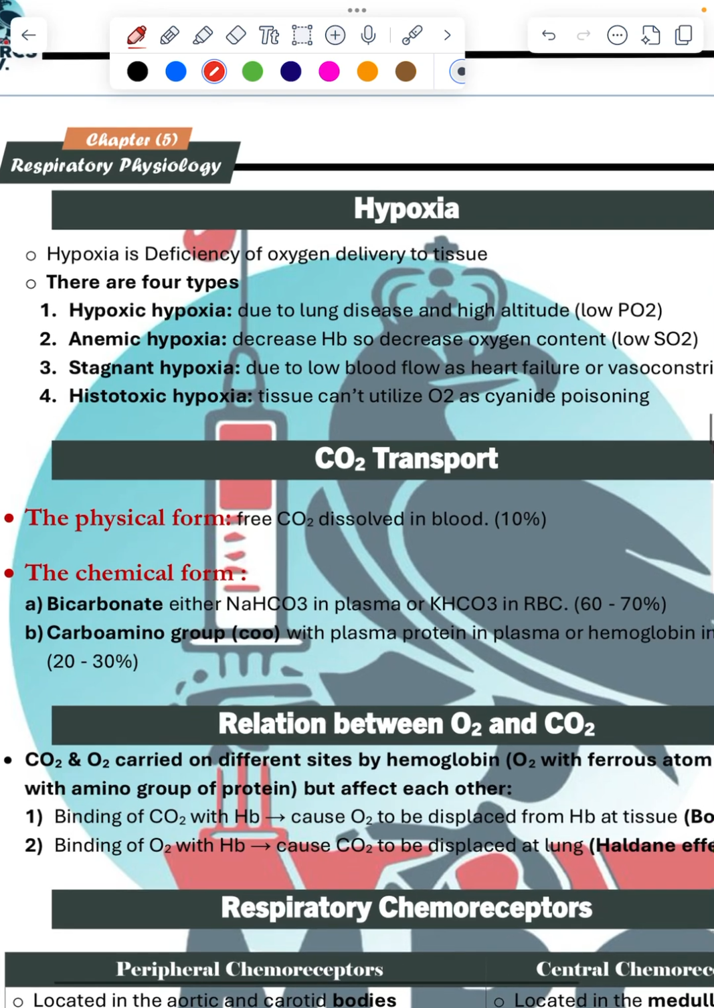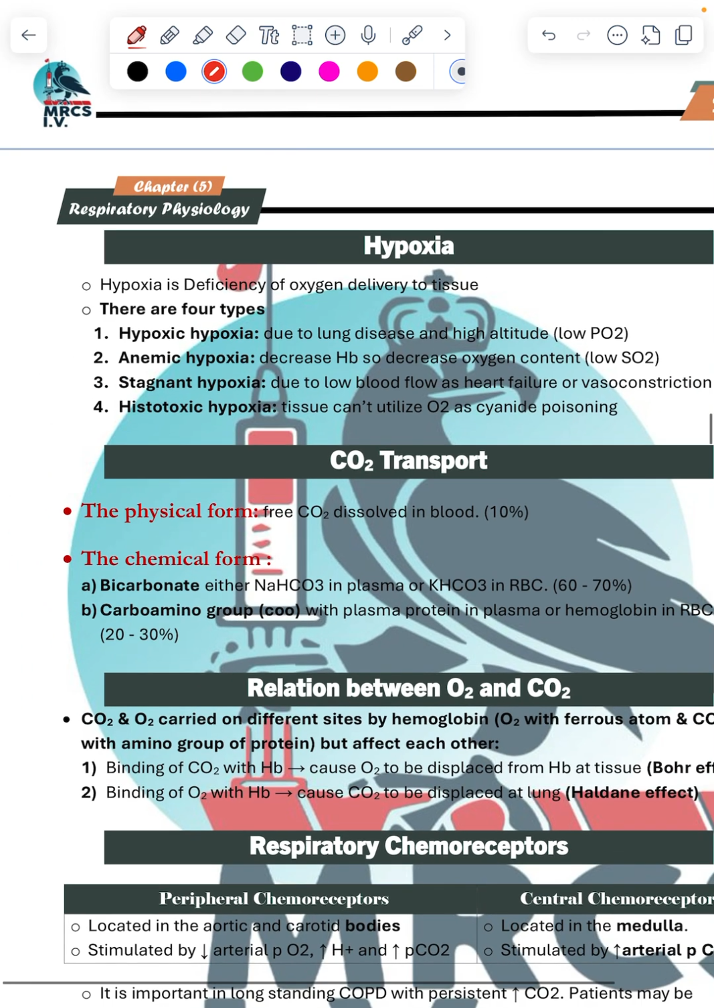Hypoxia is deficient oxygen delivery to the tissues. There are 4 types of hypoxia. Hypoxic hypoxia is due to lung disease and high altitude; already there is less oxygen content. Anemic hypoxia is when hemoglobin is decreased, so oxygen content is decreased, with low oxygen saturation. Stagnant hypoxia is due to reduced blood flow. Histotoxic hypoxia is when tissue can't utilize oxygen because of cyanide poisoning. All these are reasons to cause hypoxia.